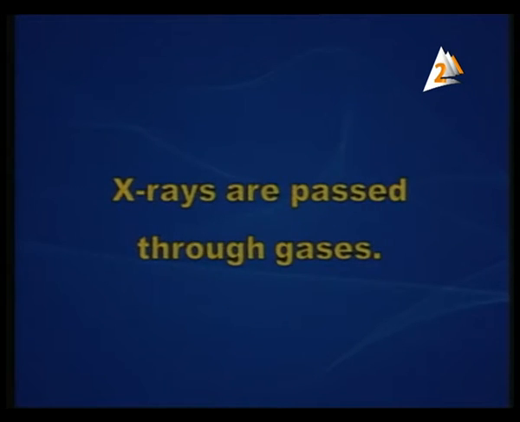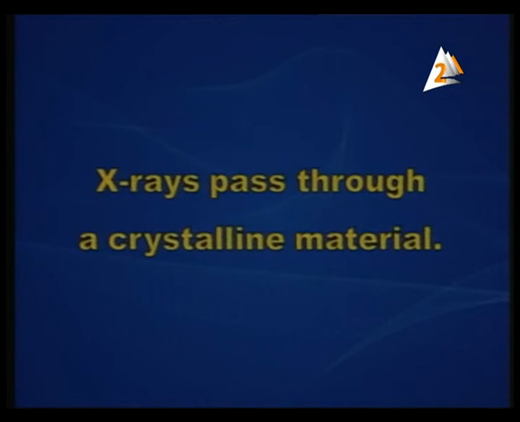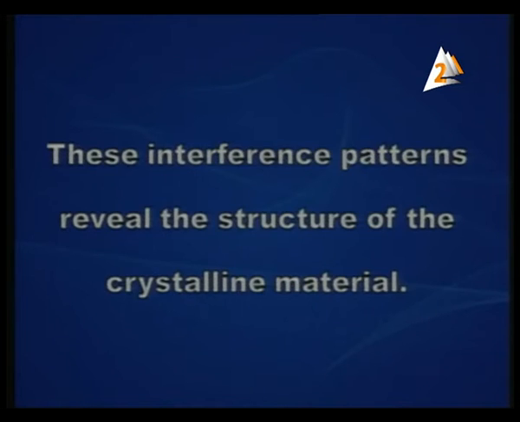What happens when X-rays are passed through gases? The gases are ionized. What happens when X-rays pass through a crystalline material? X-rays diffract, so interference patterns are produced. These interference patterns reveal the structure of the crystalline material.